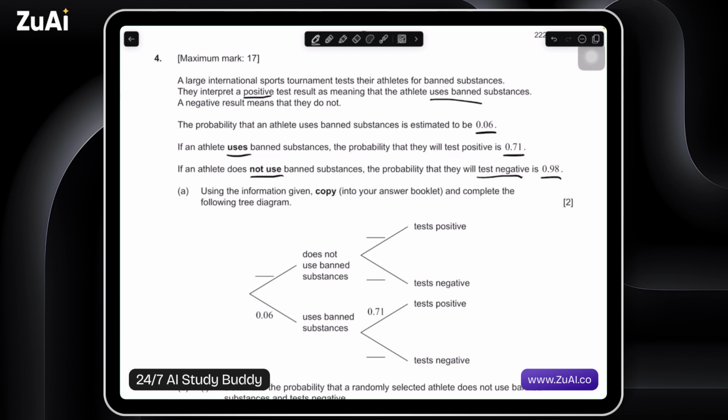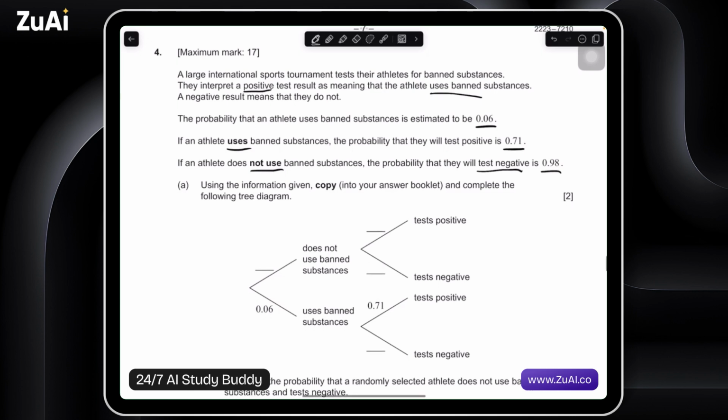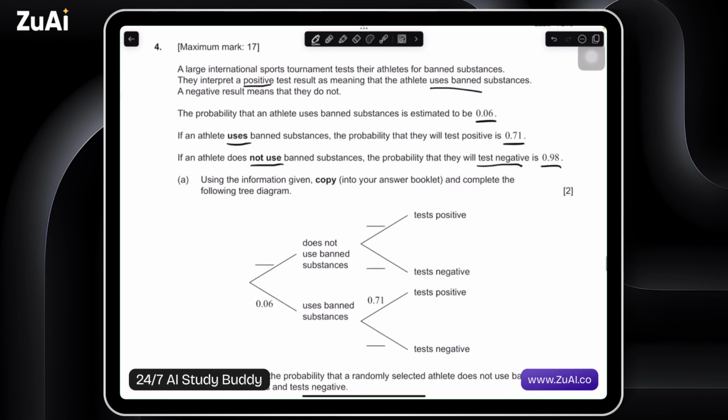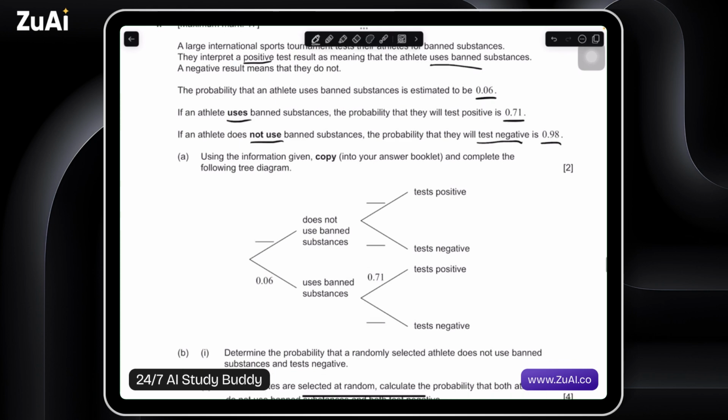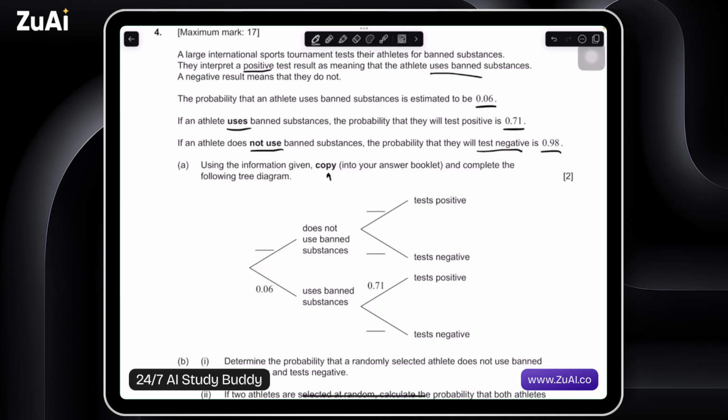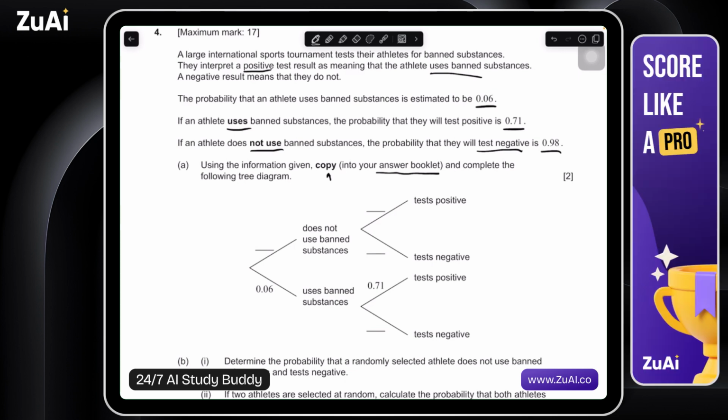Using the information given, copy into your answer booklet and complete the following tree diagram. So remember, this is a paper 2 question. They're bolding this just to remind you. It's not enough to simply write this out in the actual test paper itself. You need to write this out in your answer booklet. So just make sure that you do that.